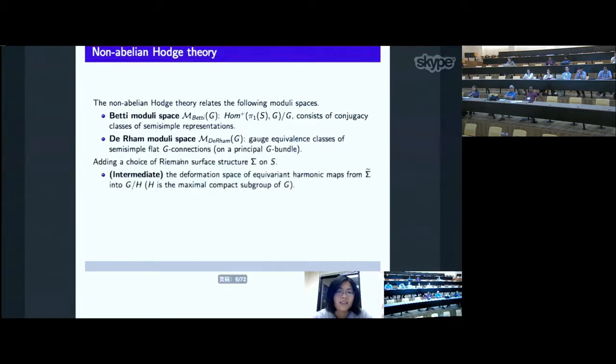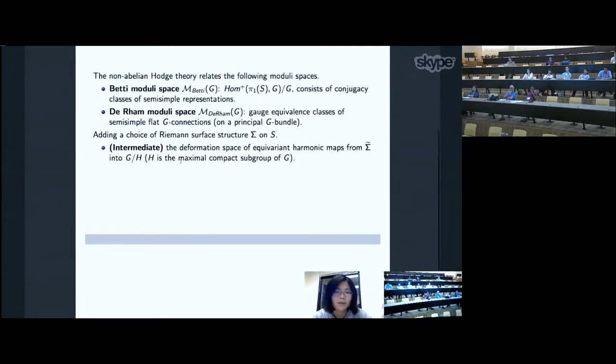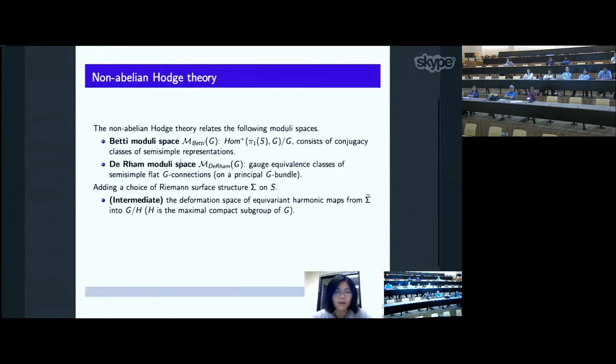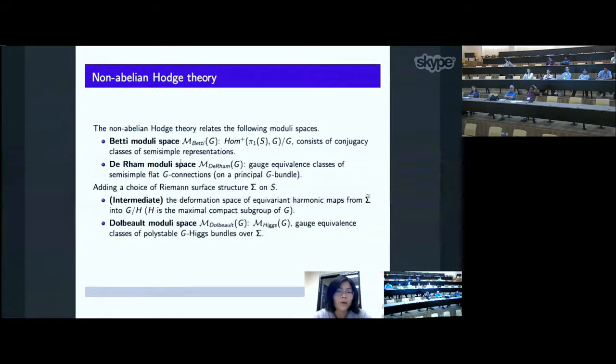If we add a choice of Riemann surface structure on this surface, we can consider an intermediate object, which is the deformation space of equivariant harmonic maps from the universal cover of the Riemann surface into the symmetric space associated to this Lie group G, which is G quotient its maximal compact subgroup. And lastly is the Dolbeault moduli space. Also, we call it the moduli space of Higgs bundles. So the element is a polystable G-Higgs bundle, and we will give a precise definition later.